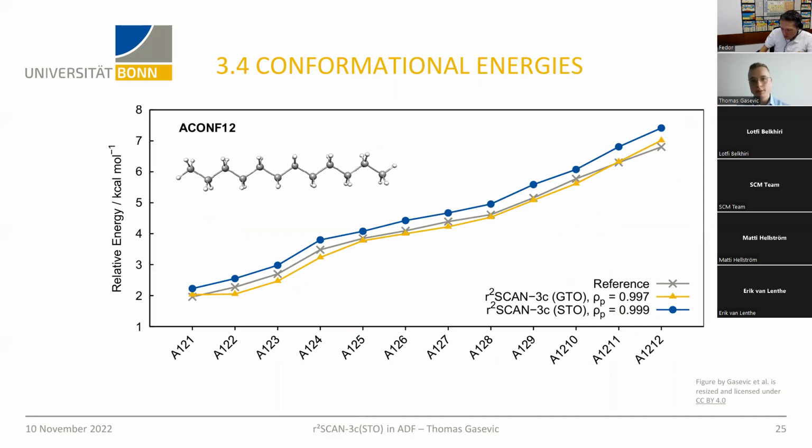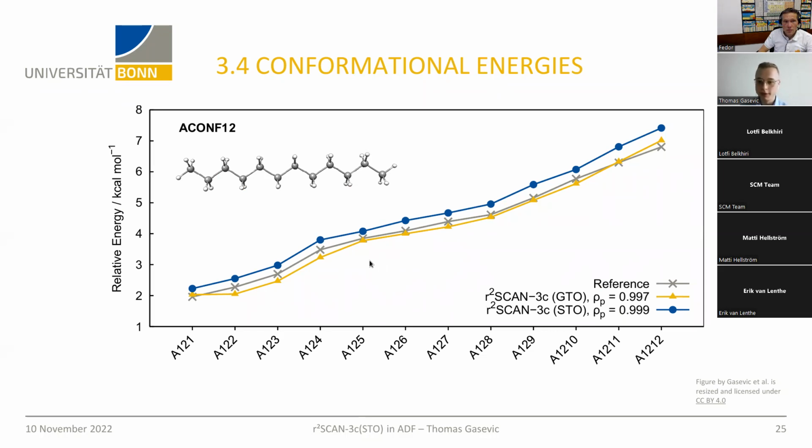So then the next topic are conformational energies. So in our working group, we usually work with conformer ensembles, which we generate with CREST and xTB. And afterwards, we optimize them and re-rank them with DFT. And for this, we usually use r2SCAN-3c as it yields very good results for conformational energies. So it was really important that we maintain this accuracy. So here I'm showing you the relative energies for the ACONF12 benchmark set, which is a benchmark set for conformation energies of long alkane chains.